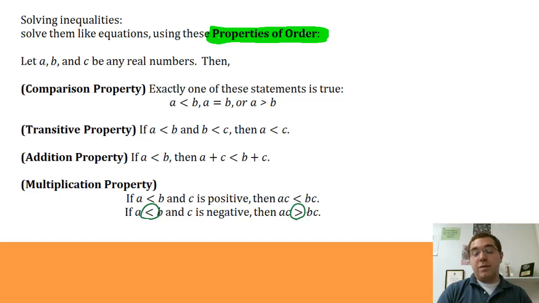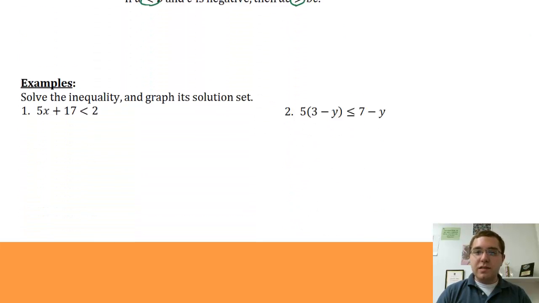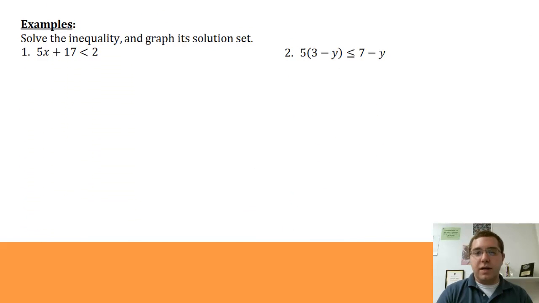Because if I flip an equal sign, nothing happens. It's still an equal sign. So now let's practice solving a bunch of inequalities. Our directions: solve the inequality and graph its solution set. Because there's not just one number that's a solution anymore. There's a whole range of numbers.